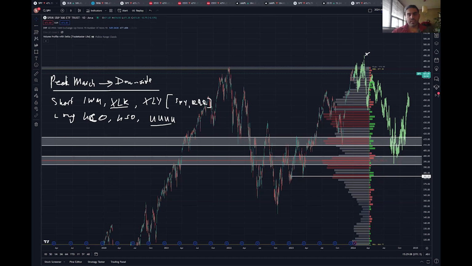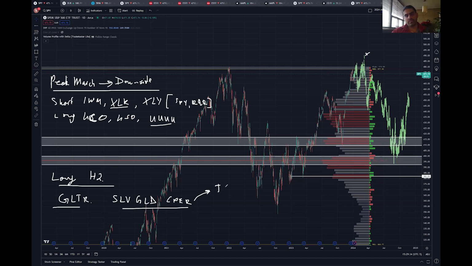Now, the other aspect to this is that we have a potential long in precious metals somewhere in the second half of the year. So like ETFs, GLTR, or you can look at silver, gold, and copper. Those are some of my favorites when it comes down to this. You can look at copper in terms of ticker symbol TECK, as well as FCX, that have been doing pretty well, but I like those.